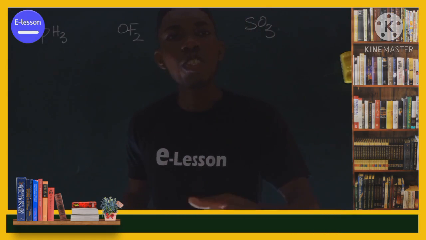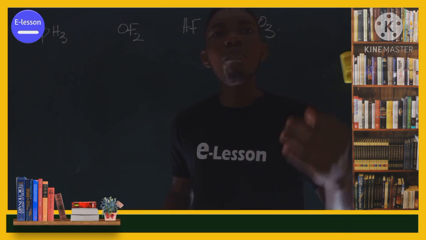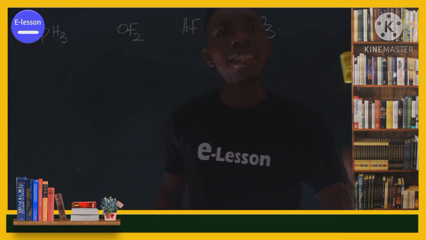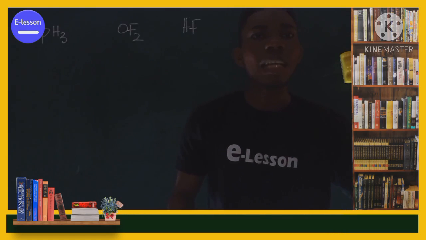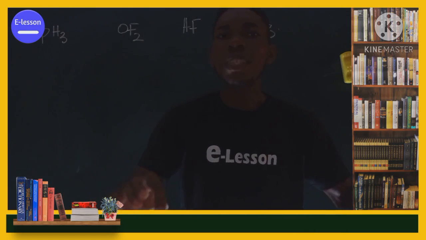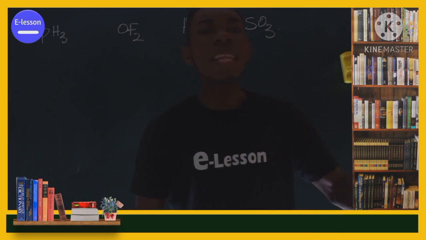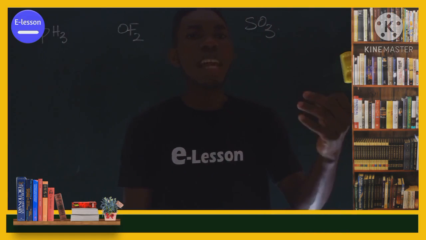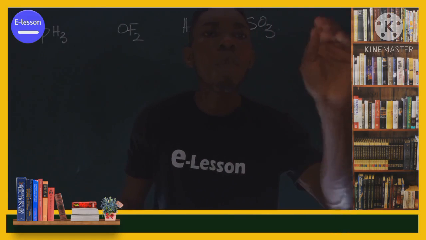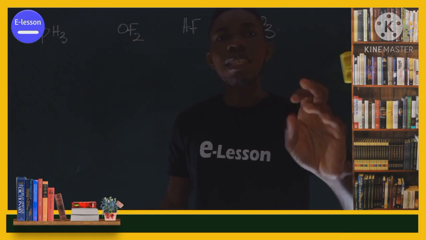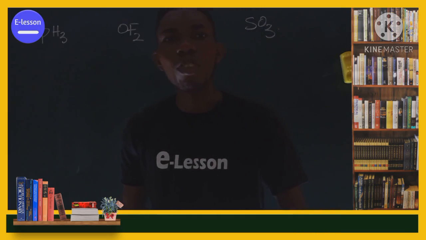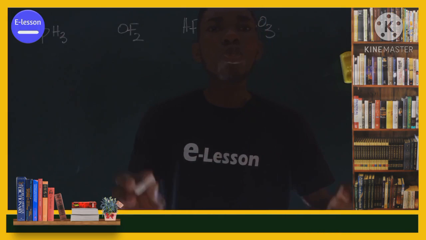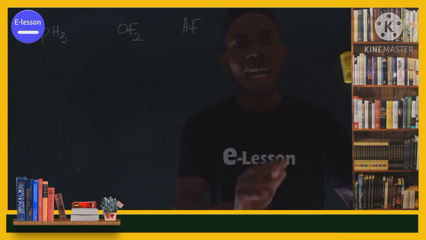There are other conditions. Now, the second condition is that the molecule must not be symmetrical. If the molecule is symmetrical, the site of the positive charge and the site of the negative charge cancel out, and therefore the molecule is not polar. But if it is not symmetrical, then the molecule is said to be polar. Now, how do you know if a molecule is symmetrical or not?